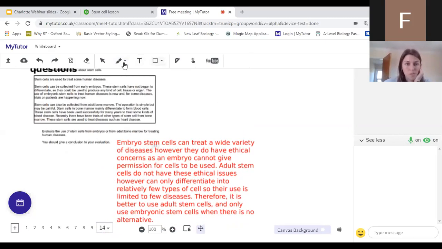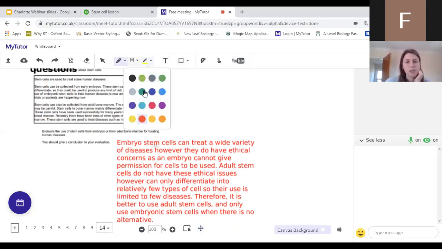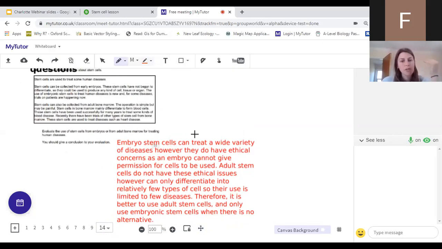So let's move back to a pen. I can have a look at the points as we go along. So embryo stem cells can treat a wide variety of diseases. However, they do have ethical concerns, as an embryo cannot give permission for cells to be used. There's probably 2 there. Adult stem cells do not have these ethical issues, however, can only differentiate into relatively few types of cells, so their use is limited to few diseases. Another 2. Therefore, it is better to use adult stem cells and only use embryonic stem cells when there is no alternative. So that was my answer there.